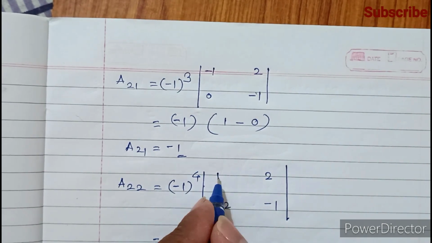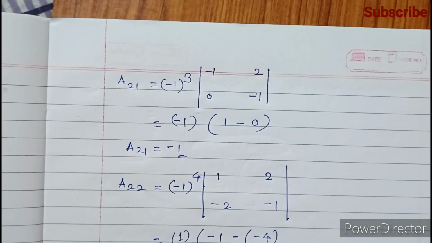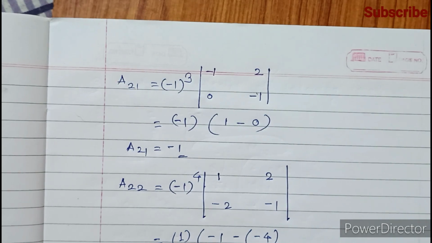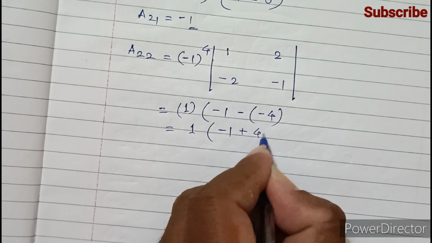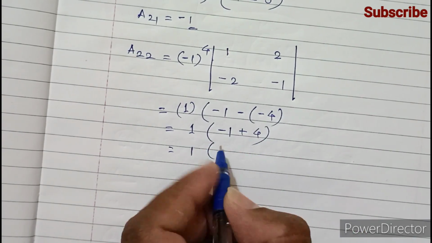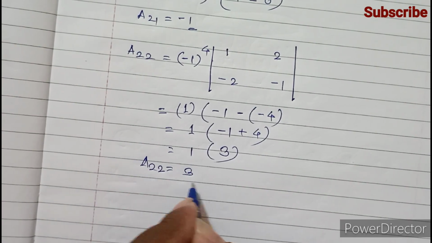Now on solving this, 1 into -1, that is minus of 1, minus 2 into minus of 2, that is minus of 4. On solving this, this is 1, this is -1 as it is, minus minus of 4 becomes plus of 4, that will be equal to 1 into (-1 + 4), that is 3, 1 into 3, 3. The value of A22 is 3.